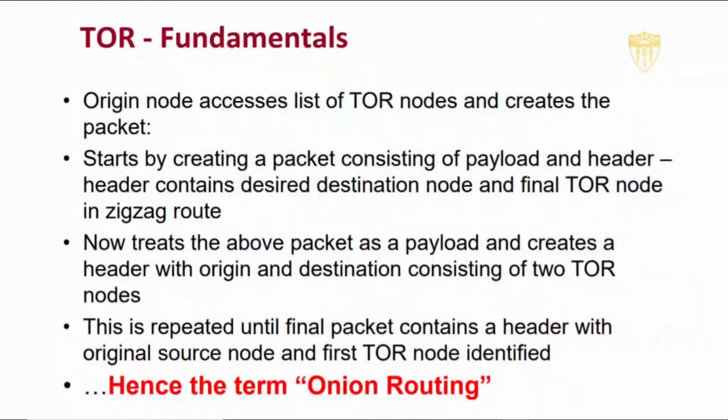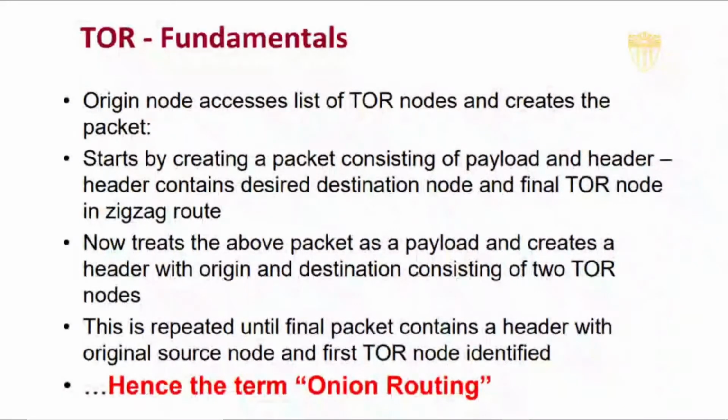So, the origin node accesses a list of Tor nodes and creates the packet. Basically it starts by creating a packet of header, payload, and header, and then it keeps going to the destination in a zigzag route as we saw above. That's why it's called onion routing, because at every stage it adds an extra layer of encryption that is peeled off to view the next header, which shows where it has to go. That's why it's like an onion, as at every node, just a layer gets taken off.